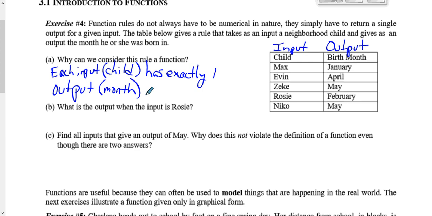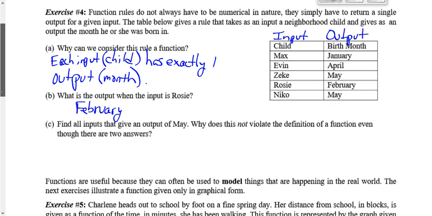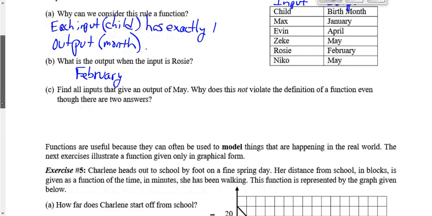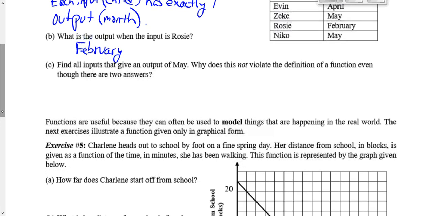Part B, what is the output when the input is Rosie? February. And it's F-E-B-R-U, kids. February. No, I just started getting pronounced wrong over the centuries. It's awkward. All right, find all inputs that give an output of May. Let's list off all the inputs that have an output of May. Okay, so Zeke and Nico.